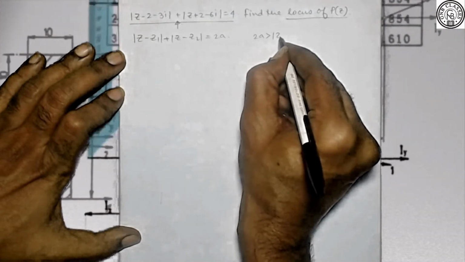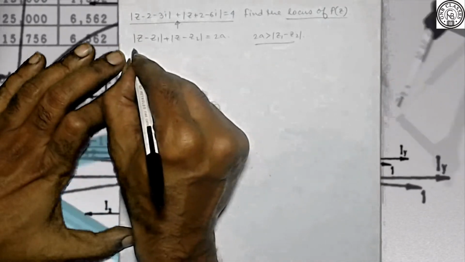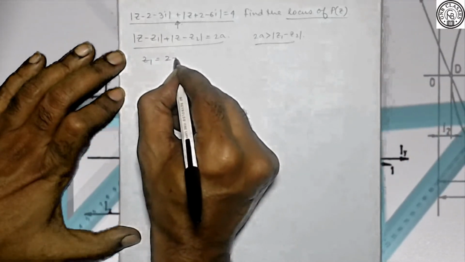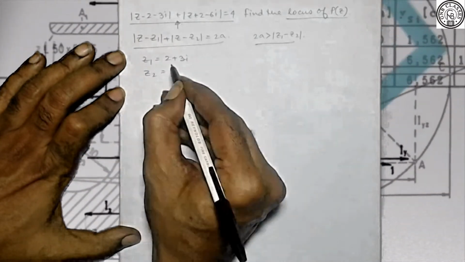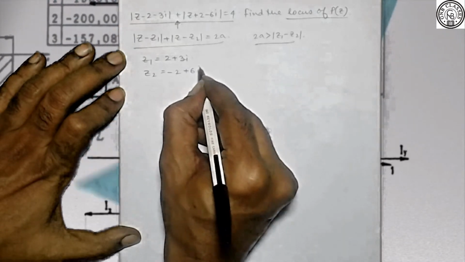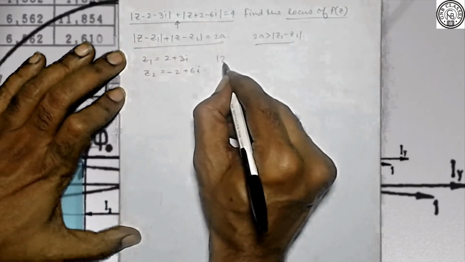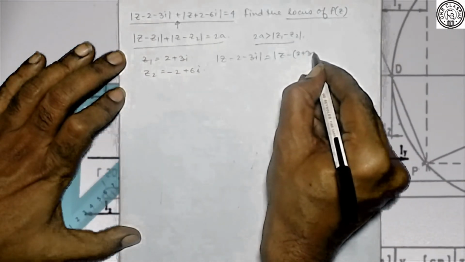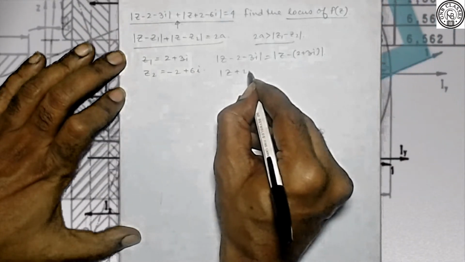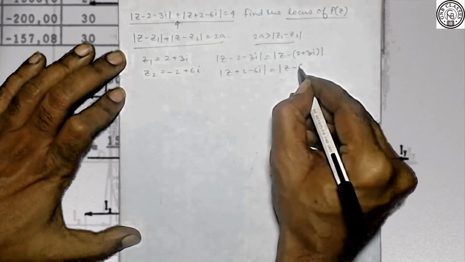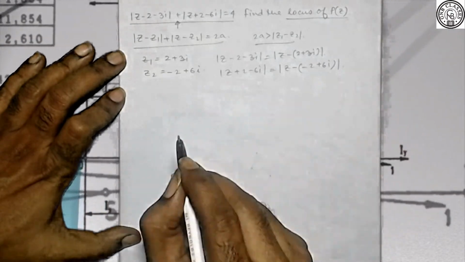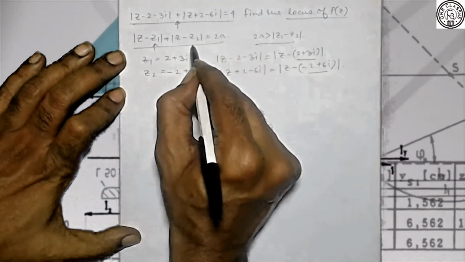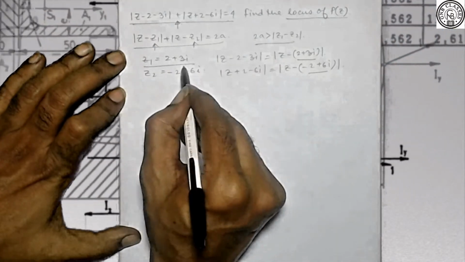Then 2a has to be greater than mod of z1 minus z2. Then only this equation will represent an ellipse. Here you observe z1 is 2 plus 3 iota and z2 is minus 2 plus 6 iota. Are you getting my point? Because mod of z minus 2 minus 3 iota can be written as mod of z minus 2 plus 3 iota, and mod of z plus 2 minus 6 iota can be written as mod of z minus 2 plus 6 iota. Am I correct? So these are the foci. If it at all represents an ellipse, then z1 and z2 are the foci.